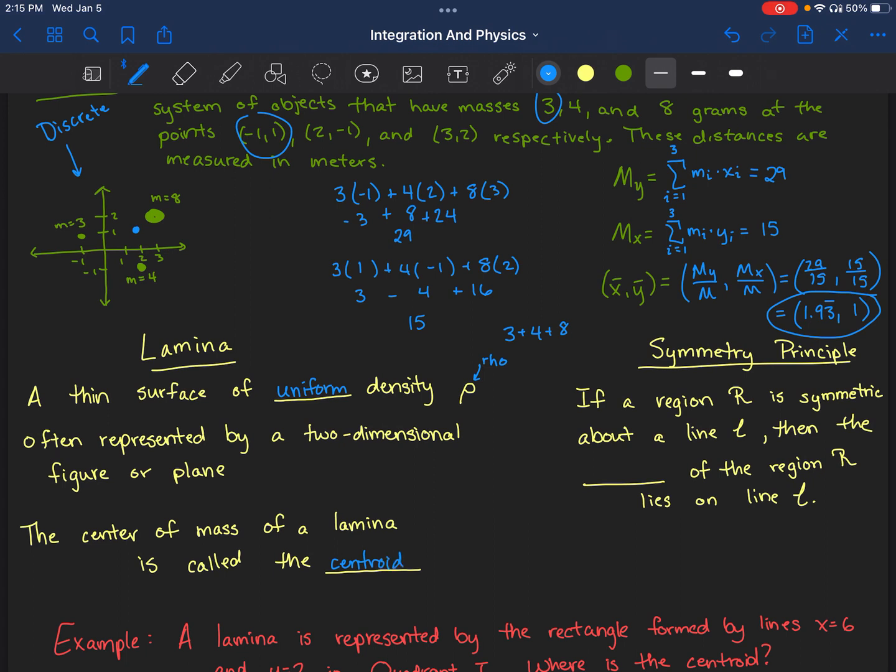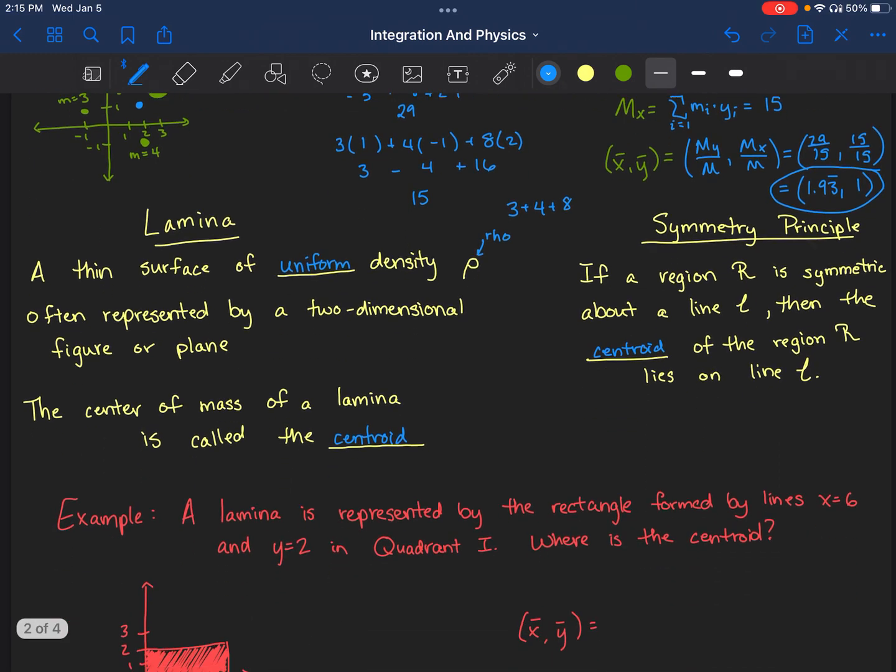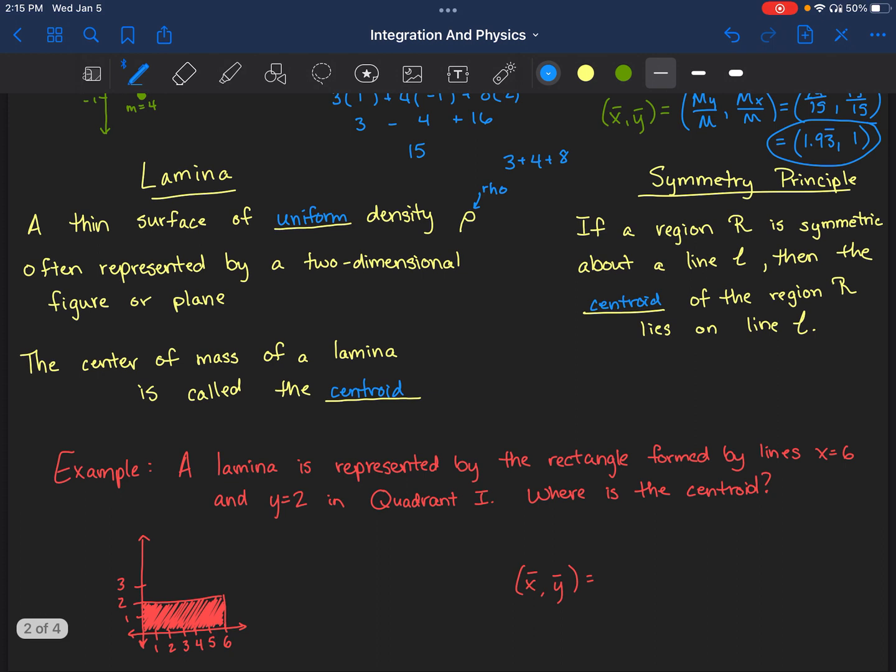Centroid. The other thing I want to mention to you about lamina specifically is that if we have a region R that is symmetric about a line L, then the centroid has to lie on that line of symmetry, and that's called the symmetry principle. And that is actually pretty useful when we have symmetric regions, like, for example, this one I have down here, where we have a rectangle formed by the lines x equals 6, which is this line right here. It goes up and down. Then we have the horizontal line y equals 2, and it's in the first quadrant.